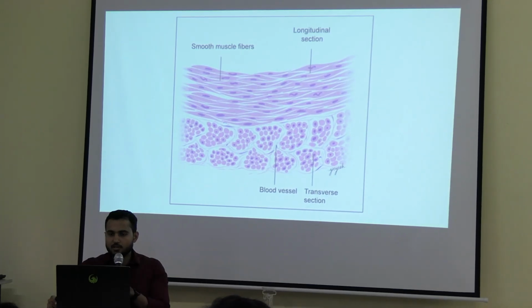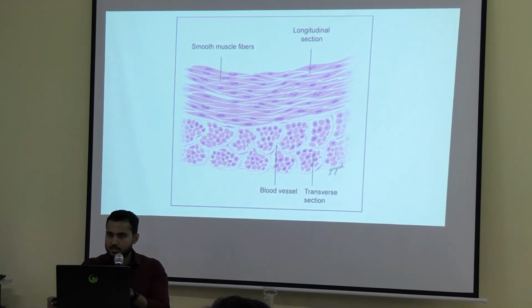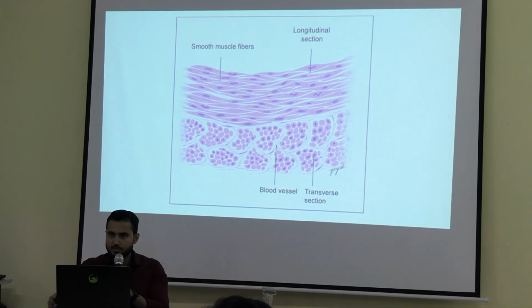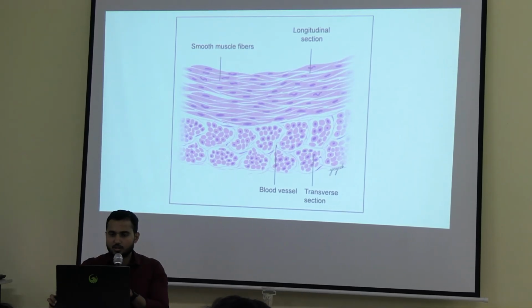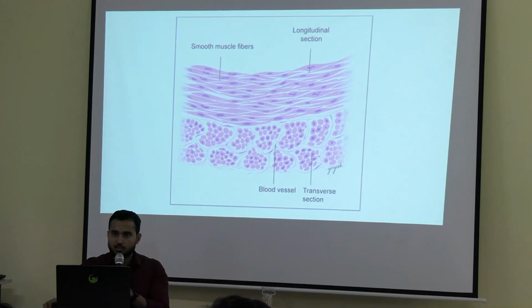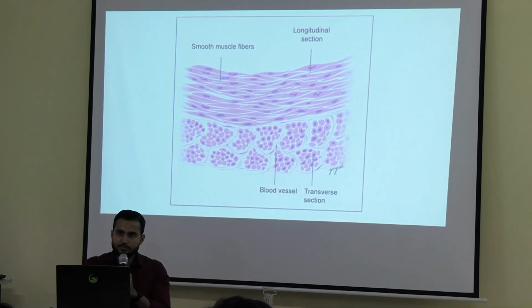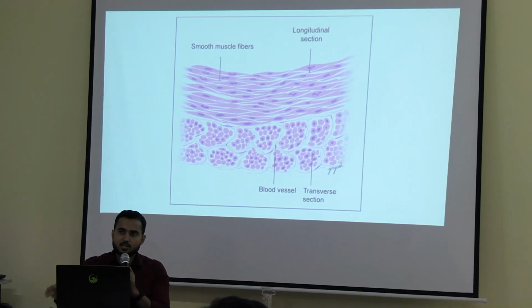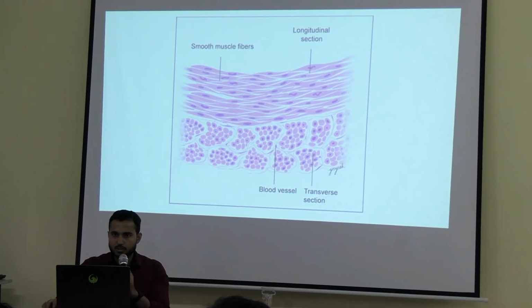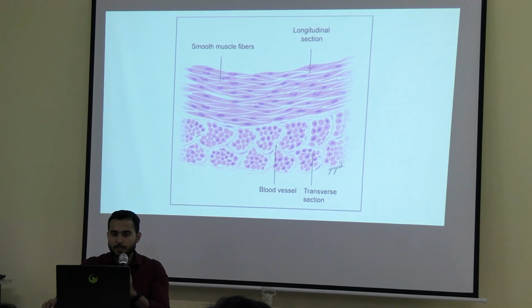Next, the smooth muscle cell contains actin and myosin filaments, but the amount of actin and myosin filaments is very less, and the filaments are not arranged in an orderly manner. The arrangement of actin and myosin filaments is not like in the case of skeletal muscle. That's why the striations are not visible. That is the reason. Okay.